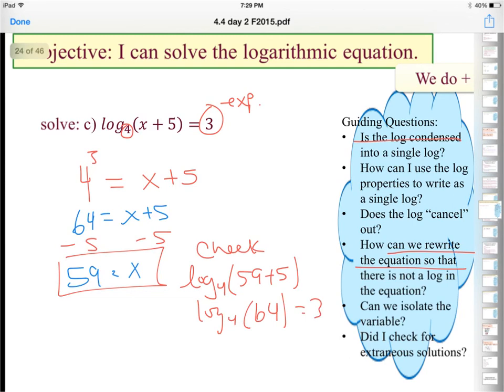Okay, so at this point, go ahead and move on to the You Do, which is the worksheet problems, and attempt that section.